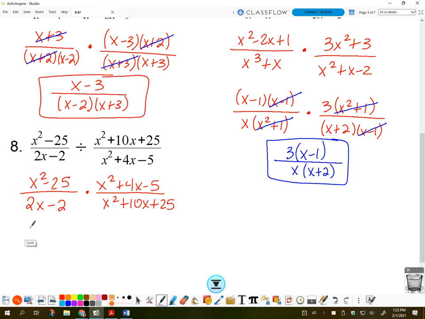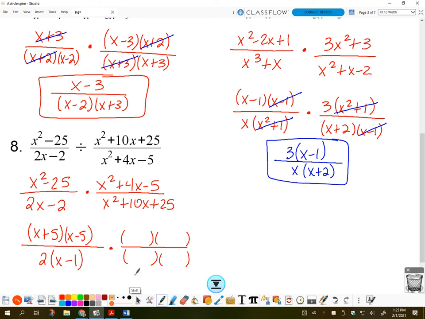Alright, so now it's a matter of factoring. So x squared minus 25 is a difference of squares. So it's x plus 5, x minus 5. 2x minus 2, we can take a GCF of 2 out. Alright, both of these guys are trinomials, so we're going to guess and check for both of them. I know I'm factoring quickly, but that's not the point of this lesson. If you need help with factoring, though, please let me know. Alright, so I think x plus 5, x minus 1, and then here x plus 5, x plus 5.